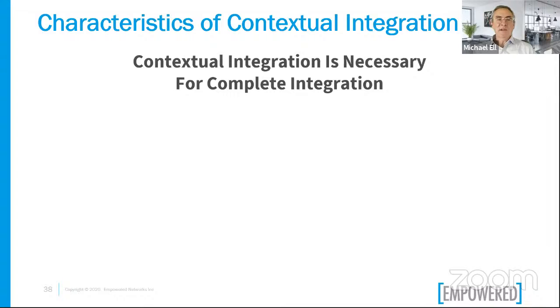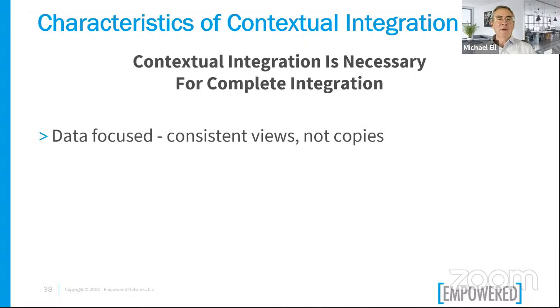Specific characteristics of contextual integration include being data focused. This is done with an intent to provide views of data from authoritative systems to other systems, not by just making copies of the data, but rather by making the data available to the other system in a way that ensures it is current and correct without relinquishing ownership and authority of the source system.